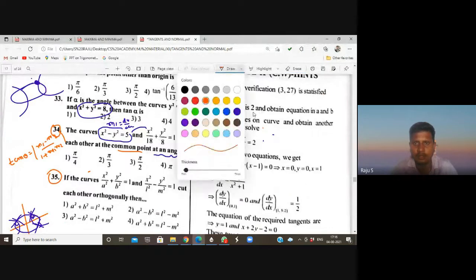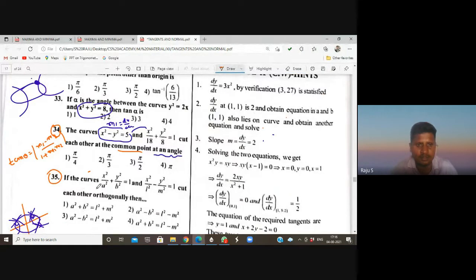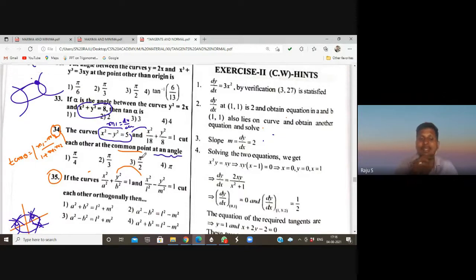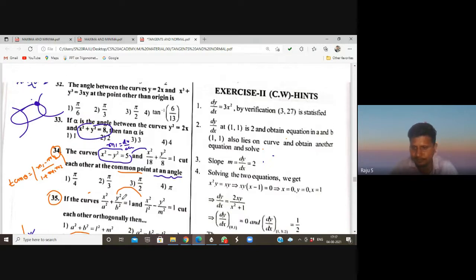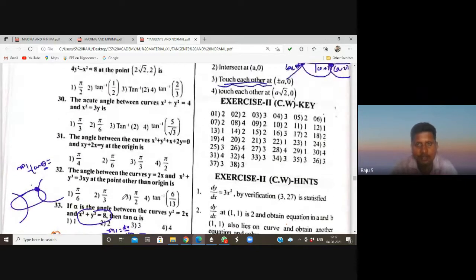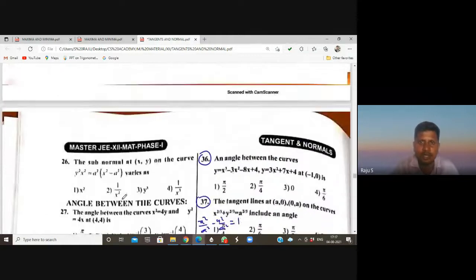Okay, this is the way of finding the condition for when the ellipse and hyperbola intersect each other orthogonally, cutting each other orthogonally. Okay, students? Any other question you are having doubt?